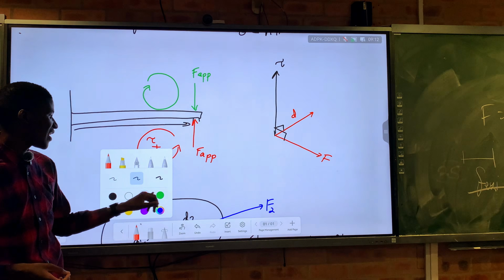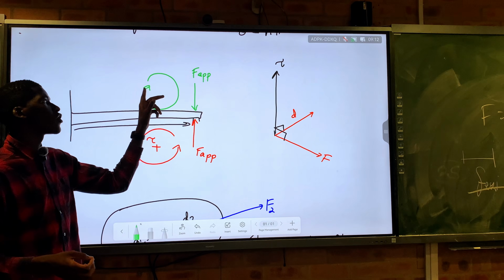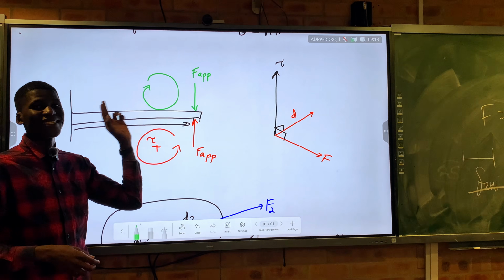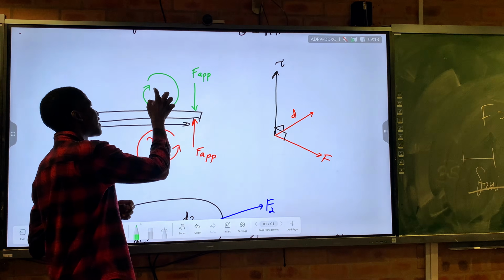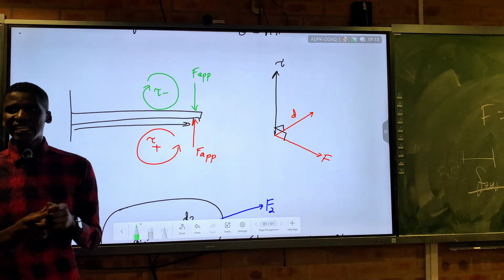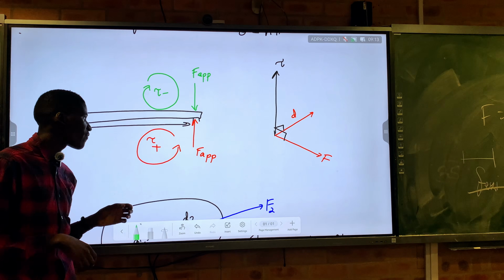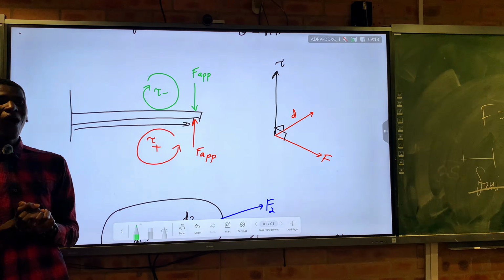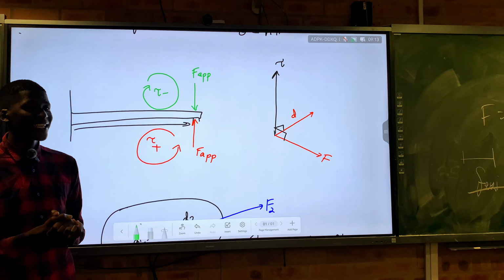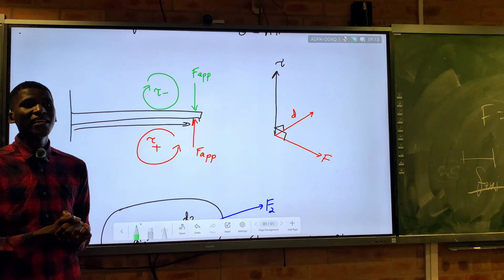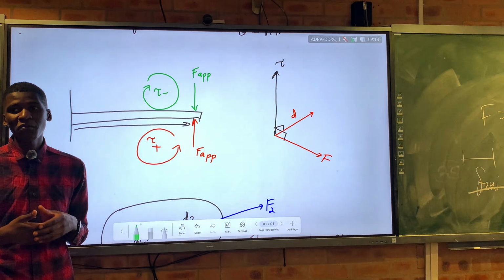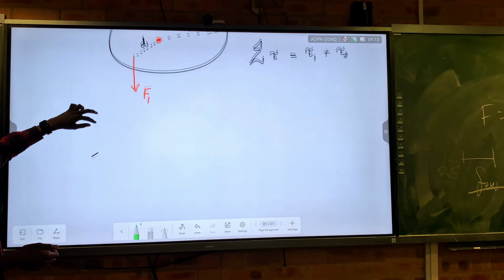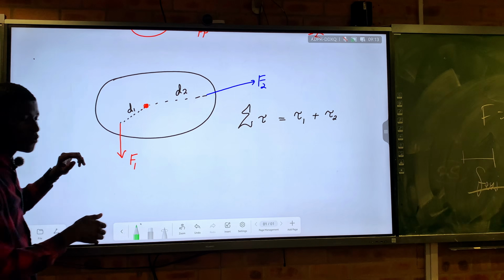But if the force that I'm applying causes a torque that will cause rotational motion in a clockwise direction, this will give me a negative torque. So basically we've got a positive torque, and we also have a negative torque. How do you assign the positive and the negative? It depends on the rotation that will result from the force. If it's anti-clockwise, that's going to be positive. If it is clockwise, that's going to be negative.